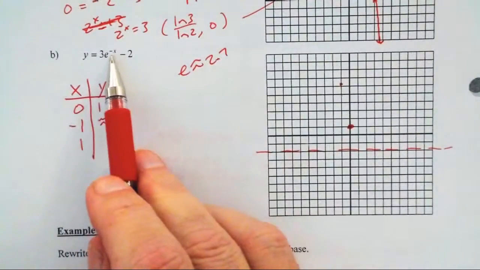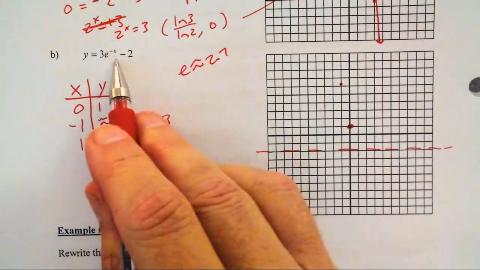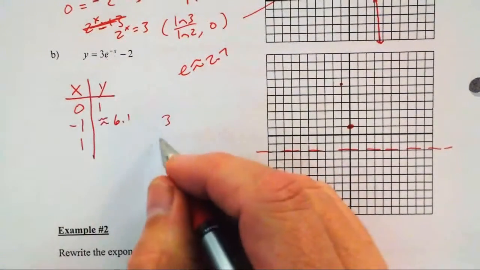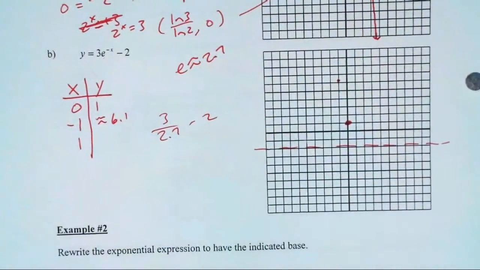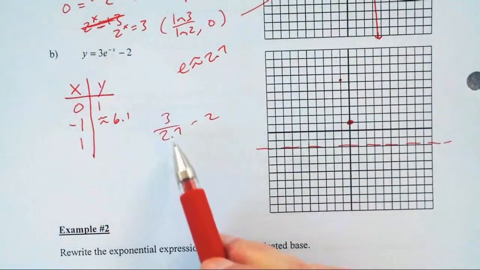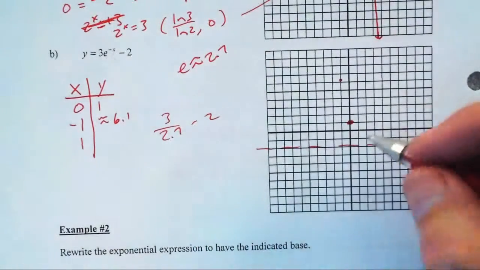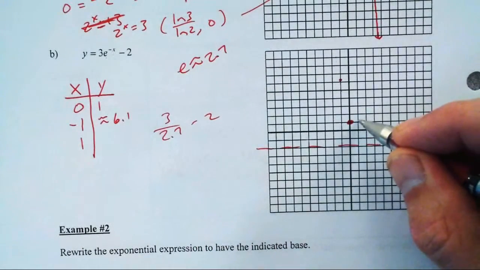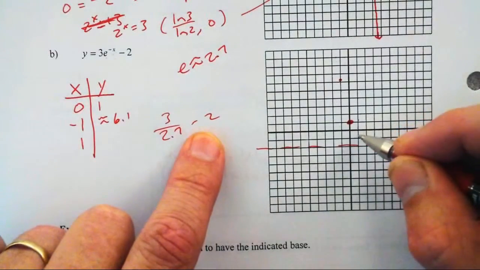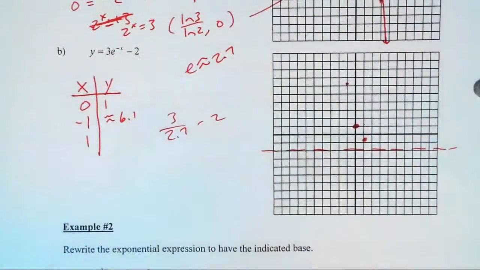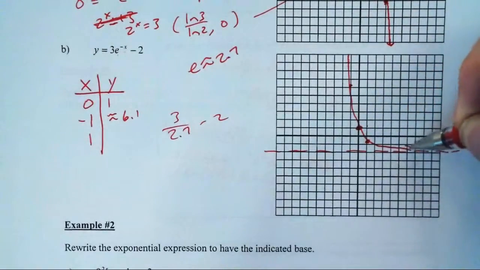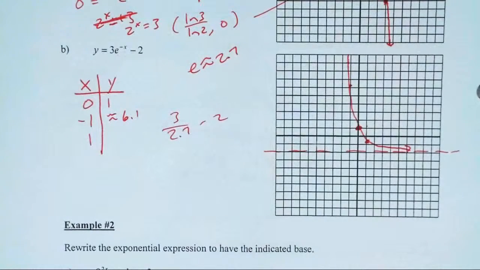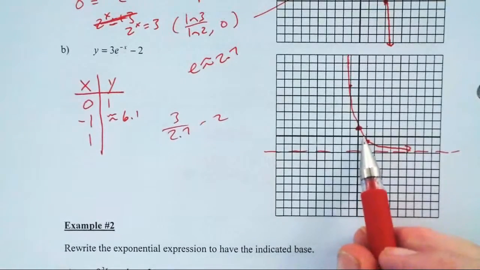Put in 1. I get 3 over about 2.7, right? Minus 2. And I would just say this, a little more than 1, right? So at 1, I'm a little more than 1, and then down 2 from there, down 1, 2. We got a point right in here. Pretty close. So off the charts, down and through. Okay. We got a value here.